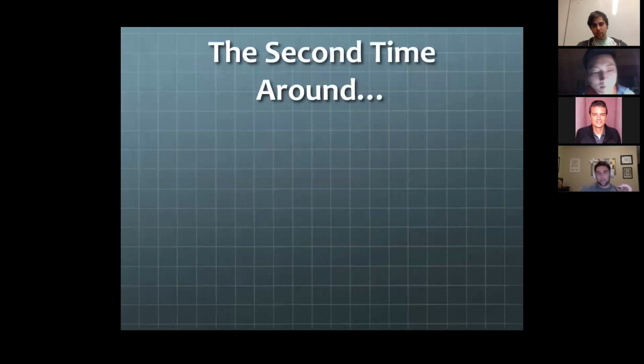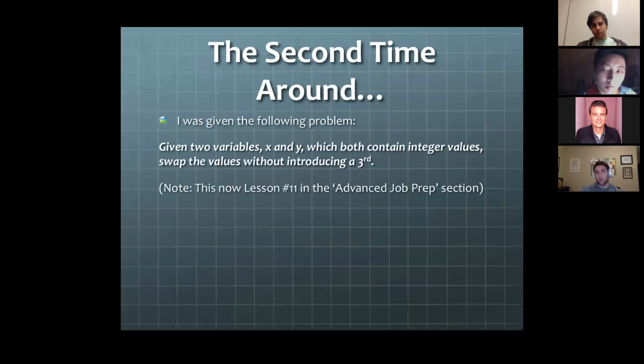So my second interview experience was a little different. It was an in-person interview in which whiteboarding was the thing. And I'd never actually been on a whiteboarding interview. I'd only heard the horrors of whiteboarding. So I went up there and I was given this problem. And it's, given 2 variables, which both contain integer values, swap the 2 values without introducing a 3rd variable.